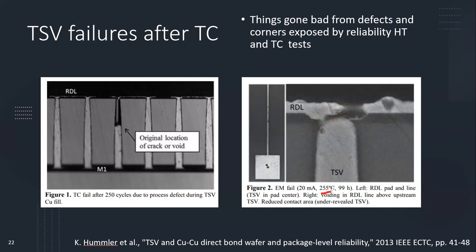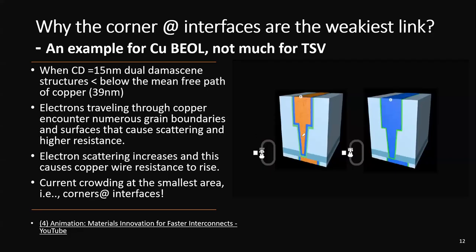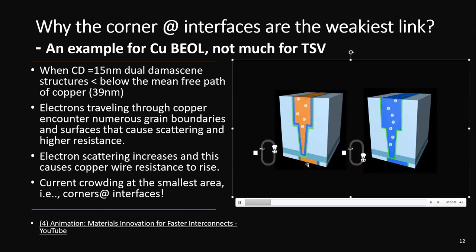So here it's 255 degrees Celsius, and I'm sorry, this one here is an EM fail. But this could happen for thermal cycling as well. Here is an example of an electromigration fail, meaning that current goes through it because of current crowding here. Let's review this. When the current goes through here, current crowding means there are a lot of electrons going through here, and then you're doing thermal cycling. See, it crowds up here. It's very crowded here, and that's where the problem is.